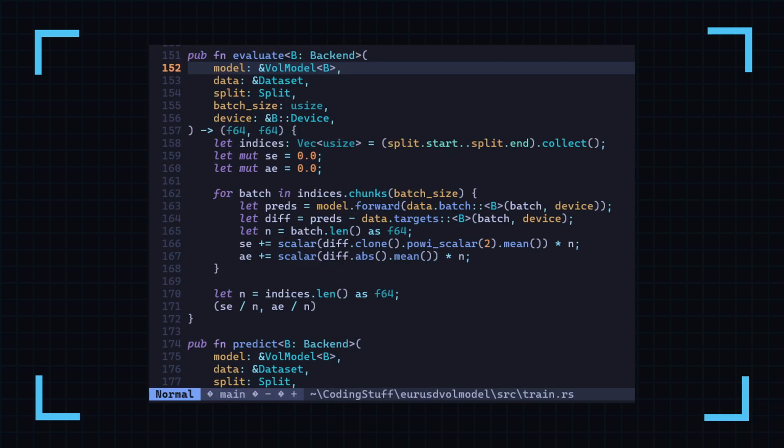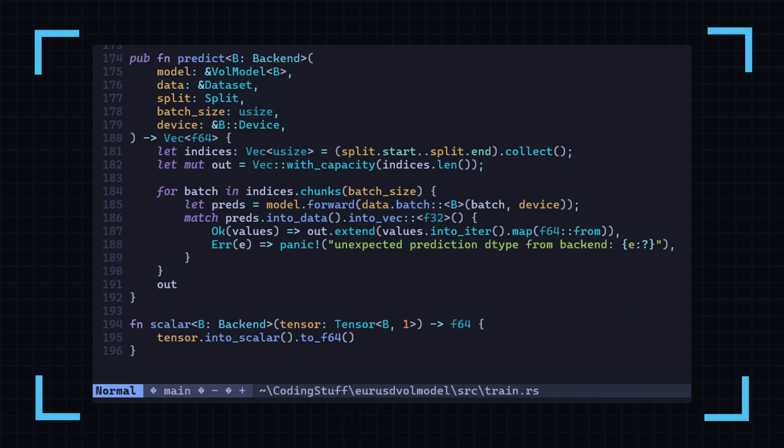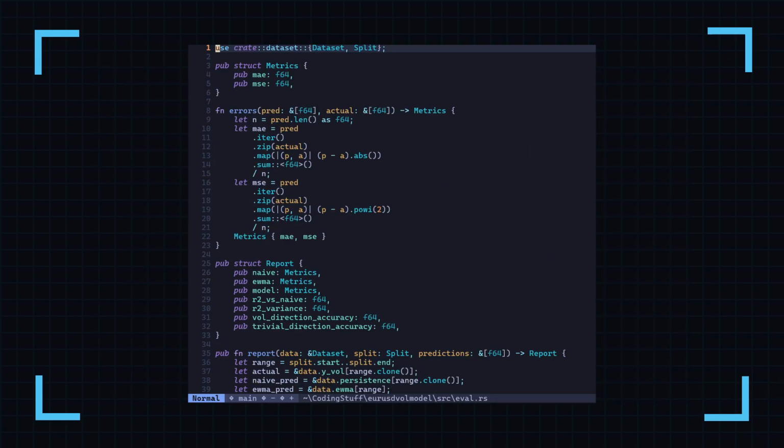Then I have evaluate, which runs the model over a split in inference mode. And then I have predict, which is the same idea, but returns the raw scaled predictions themselves rather than aggregated error. And then I have stage 6, which is eval RS, which is scoring against those baselines. So this is where the model actually gets judged.